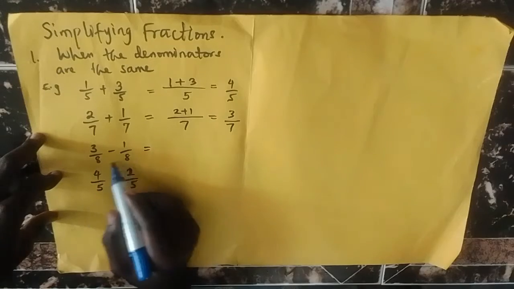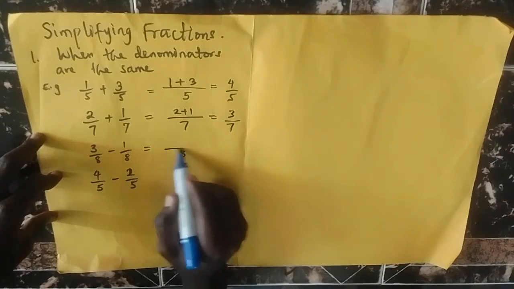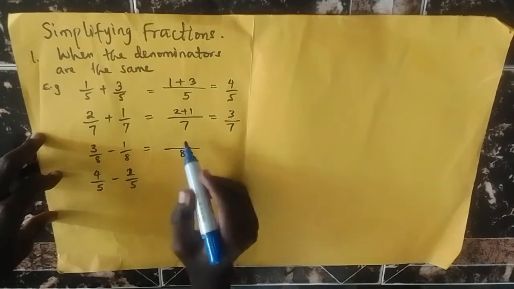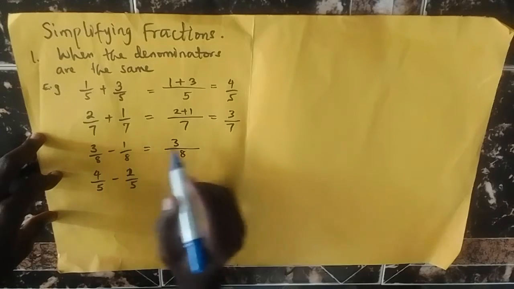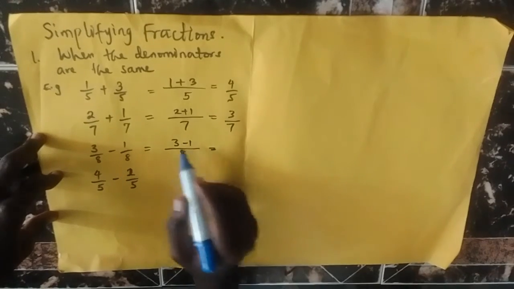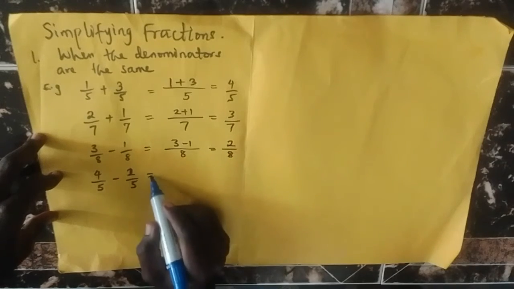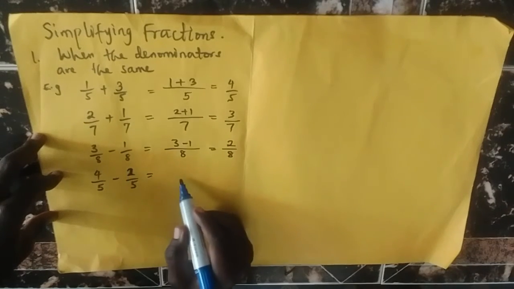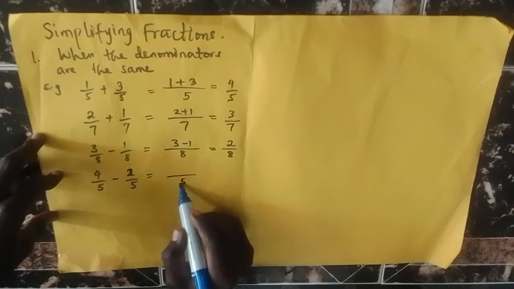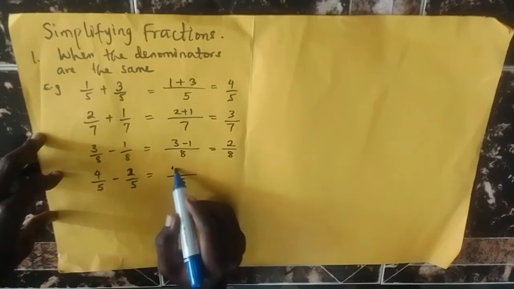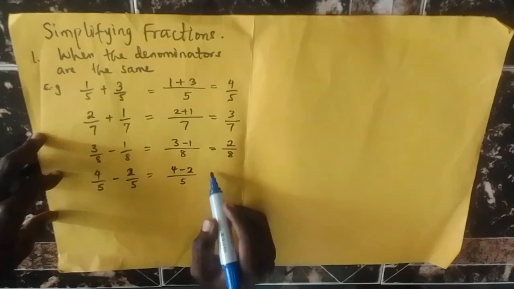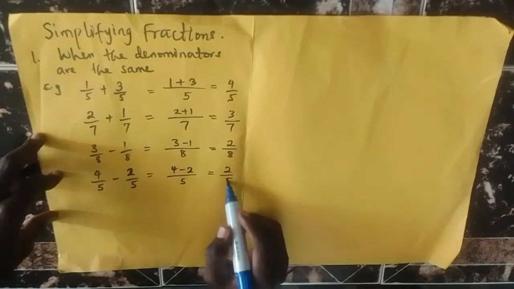This one, they have the same denominator also. We pick 8, so we have 3 minus 1, that will give us 2 over 8. They have the same denominator, 5. 4 minus 2, giving us 2 over 5.